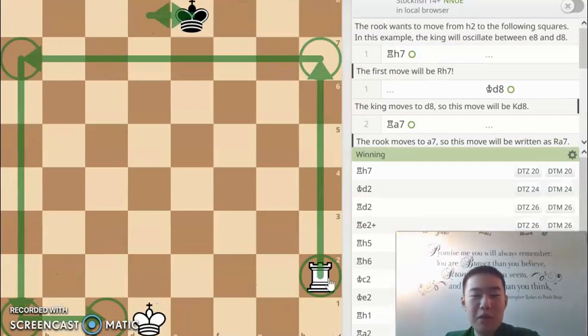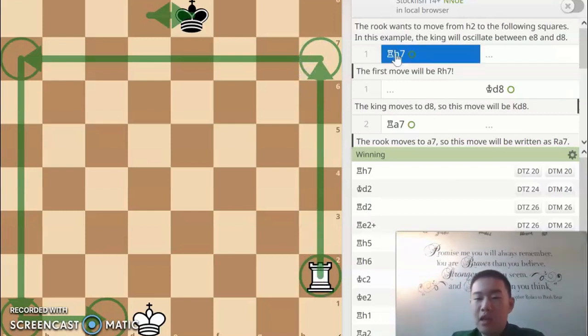So we have this complicated diagram here. The rook wants to move from H2, where it currently is, to the following squares. And in this example, the king wants to oscillate or move between E8 and D8. So the rook first wants to move to h7, and because the prefix for the rook is r, the first move will be rh7.